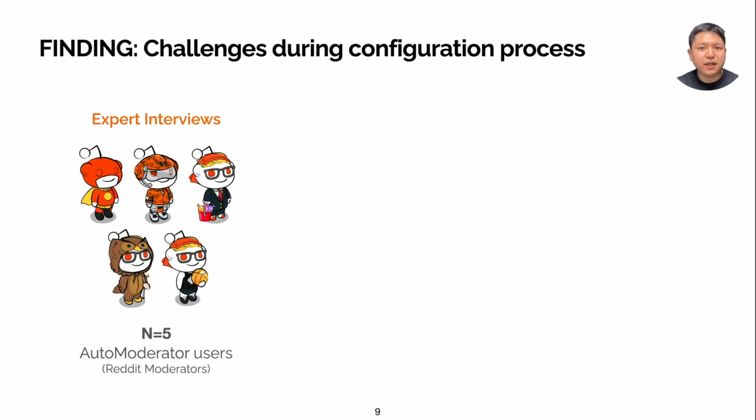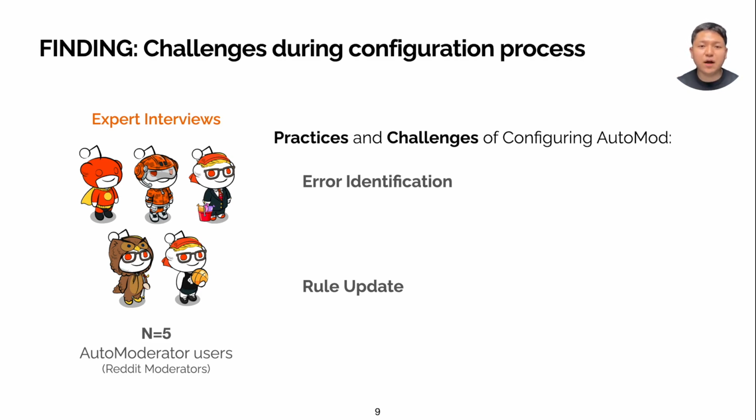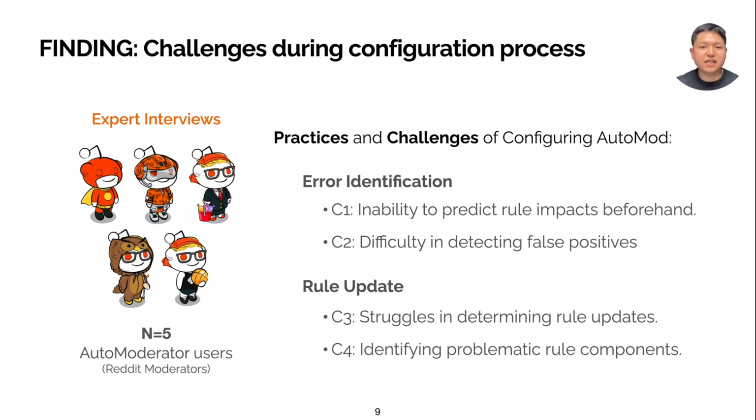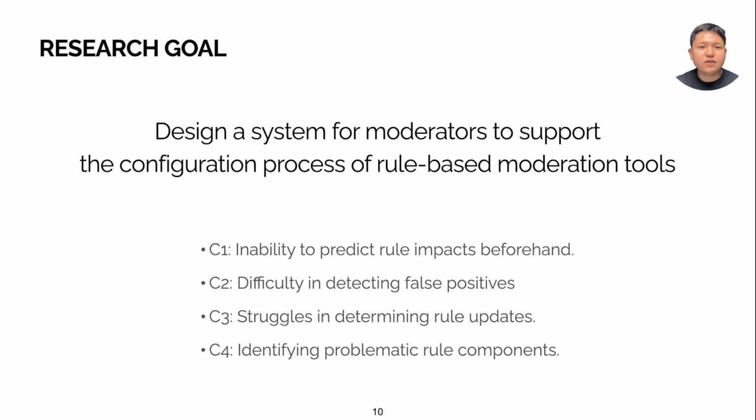Back to our study, we interviewed 5 AutoModerator users who are subreddit moderators to learn about their practices and challenges with Reddit AutoModerator. We found their configuration process has an iteration between error identification and rule updates. Also, we identified 4 challenges: inability to predict rule impacts beforehand, difficulty in detecting false positives, struggles in determining rule updates, and identifying problematic rule components. We aim to design a system for moderators to support the configuration process of rule-based moderation tools based on the 4 challenges from our expert interview.